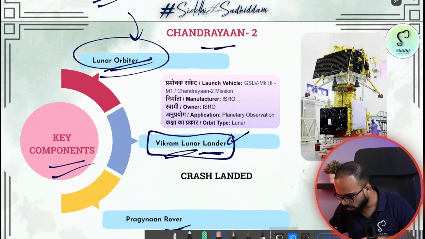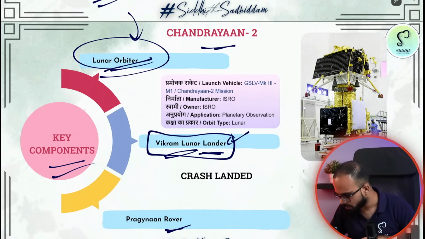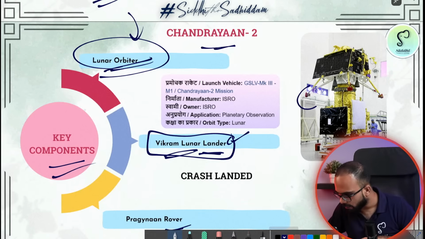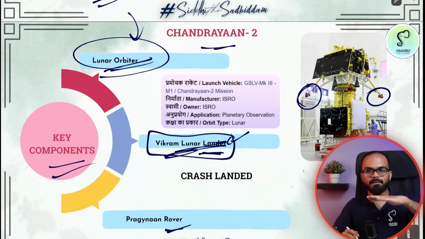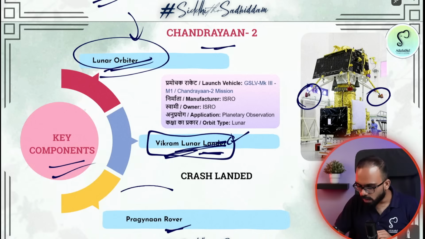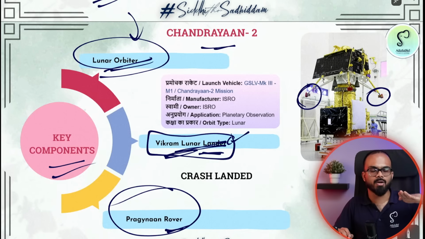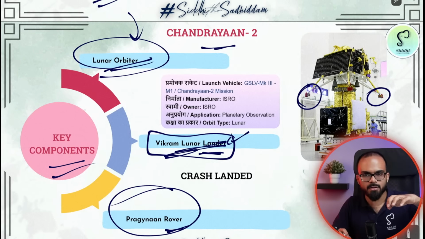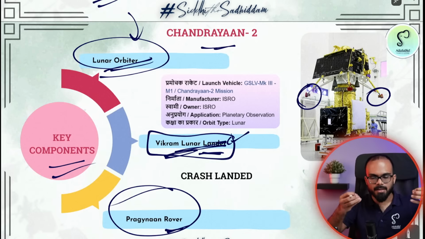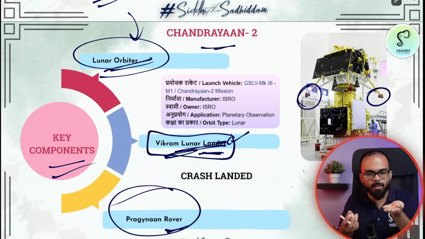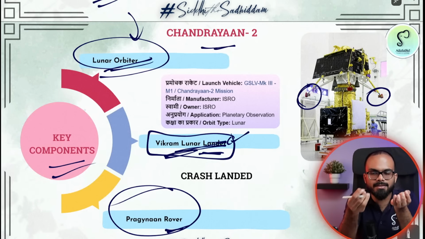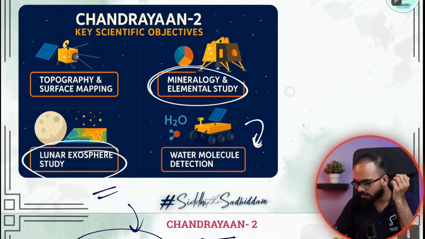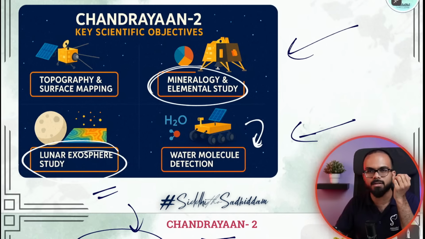And in the payload, we have a lander. The lander name is Vikram lander. Then we have a rover. The name of the rover is Pragyan rover. The rover's objective is to move. You landed on a place. Now you are releasing a robot. The robot is moving. It is collecting various samples on the land and it is trying to understand the composition of the land. The objective is to understand the mineral composition, to detect if there is water or not.